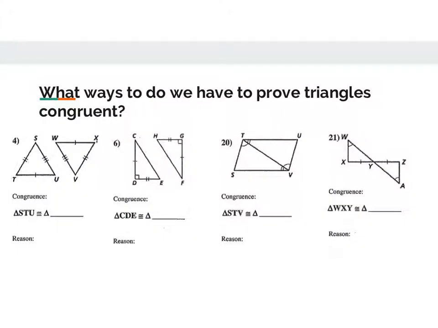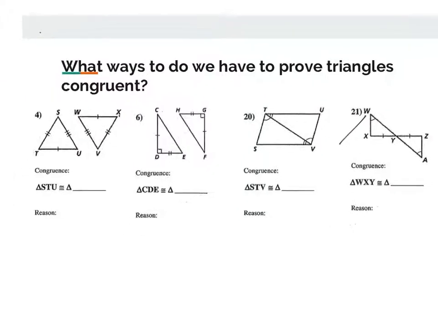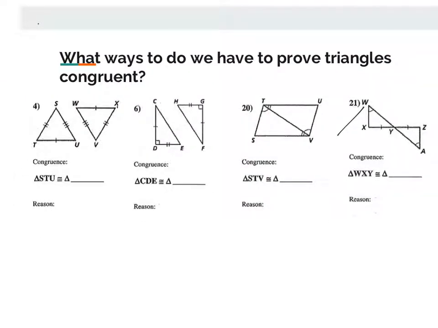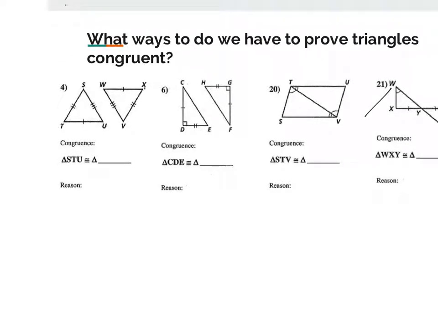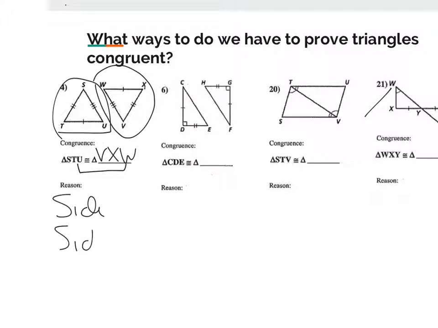Okay, so let's back up here. Let's talk about 3 for a little bit. So when I look at this, what ways do we have to prove that our triangles are congruent? So if I look here, STU is congruent to VWX. So S matches up with V, T would match up with X, and U would match up with W. So STU matches up with VXW. That reason would be side, side, side postulate. Okay, a postulate is basically like a reason.